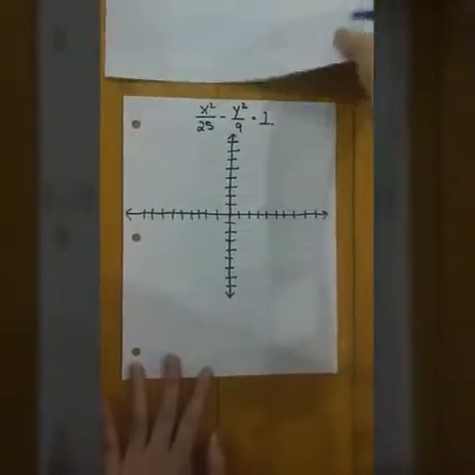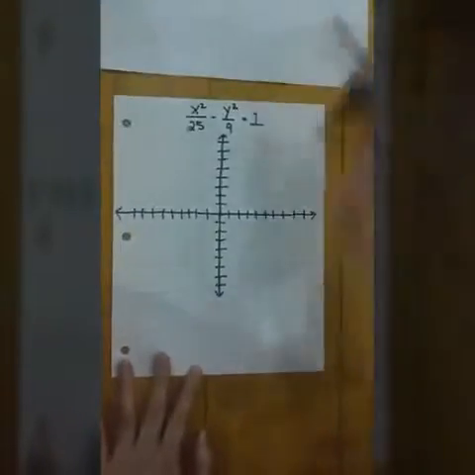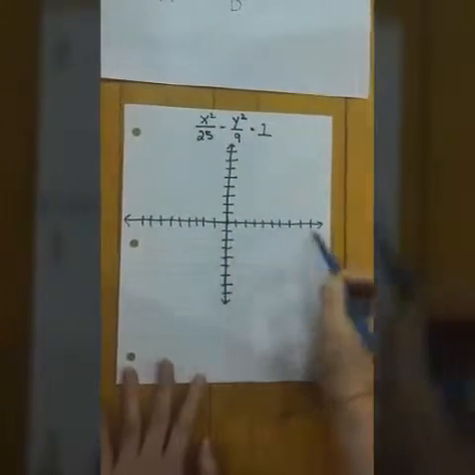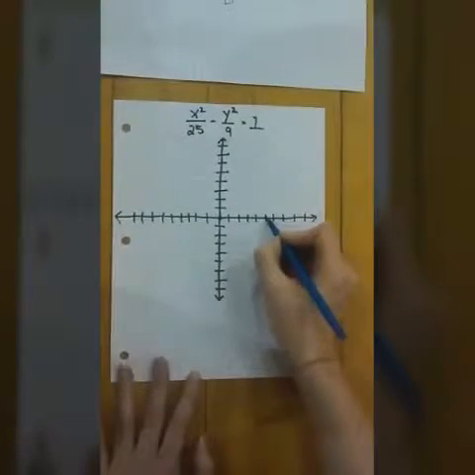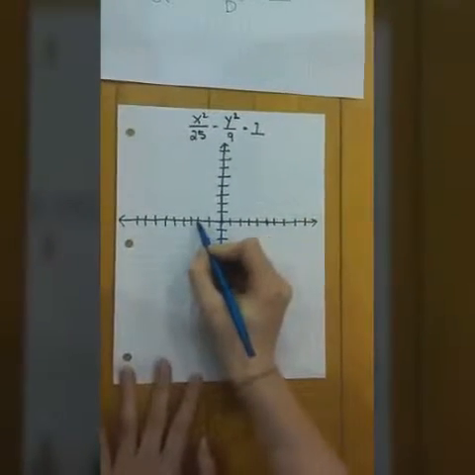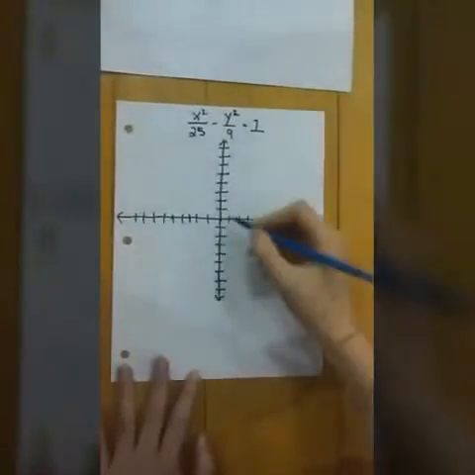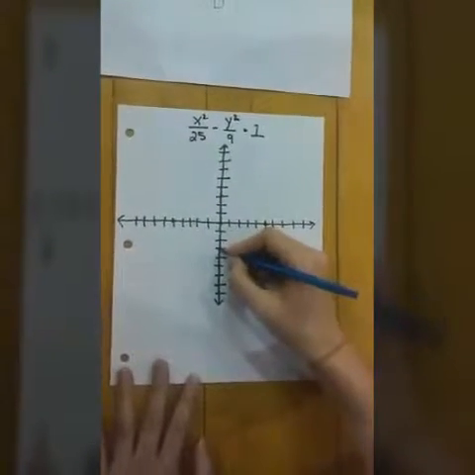The vertices are always going to be the square root of a. So in our case, 25, the square root is 5. So on the x-axis, 1, 2, 3, 4, 5. And then we have to do it negatively too. 1, 2, 3, 4, 5. And then the co-vertices are going to be the square root of b, plotted on the y-axis. So in this case, it's going to be positive 3 on the y-axis, and negative 3 on the y-axis.